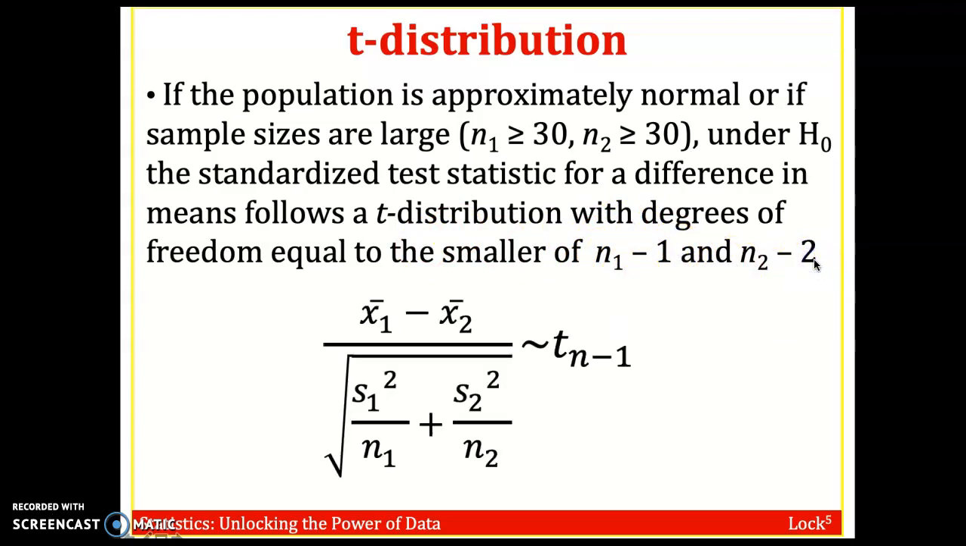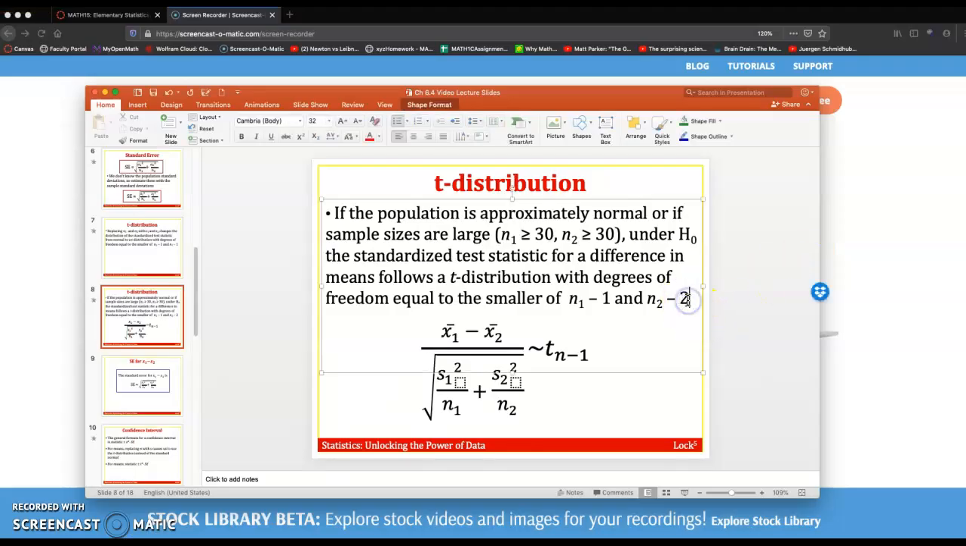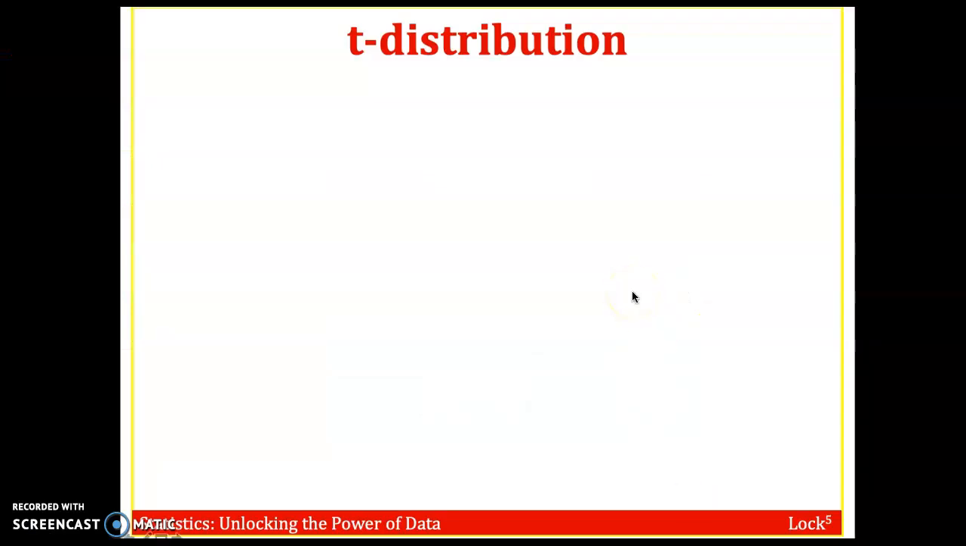Oh, wow. Okay, let me fix that typo again. Okay, smaller of each sample size minus 1.